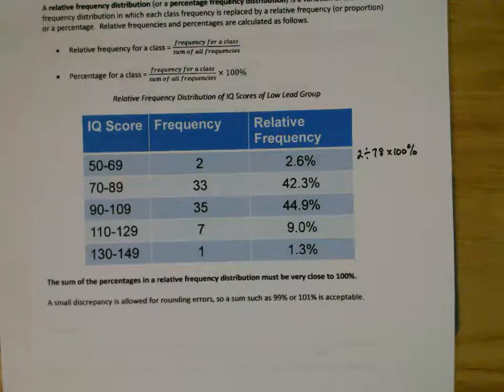The sum of the percentages in a relative frequency distribution must be very close to 100%. Now, there might be a small discrepancy, and that's permissible because of rounding errors, such as 99% or 101%. That's acceptable because of rounding.